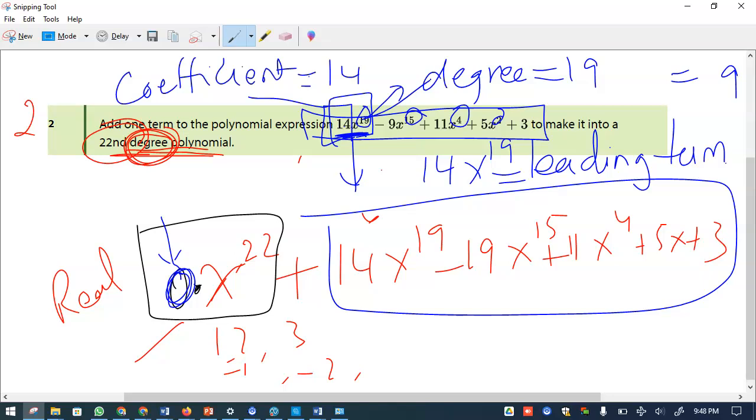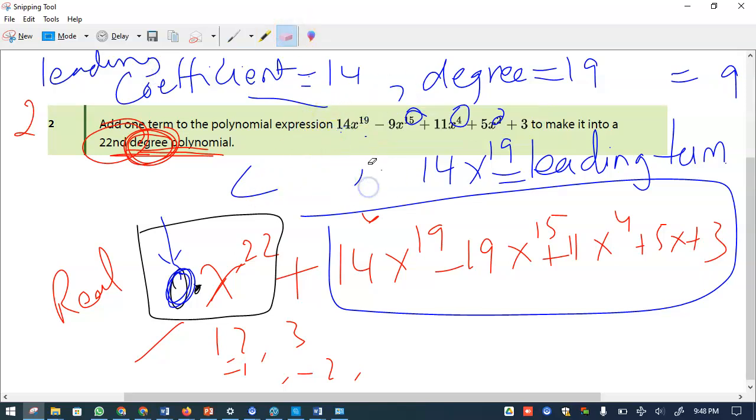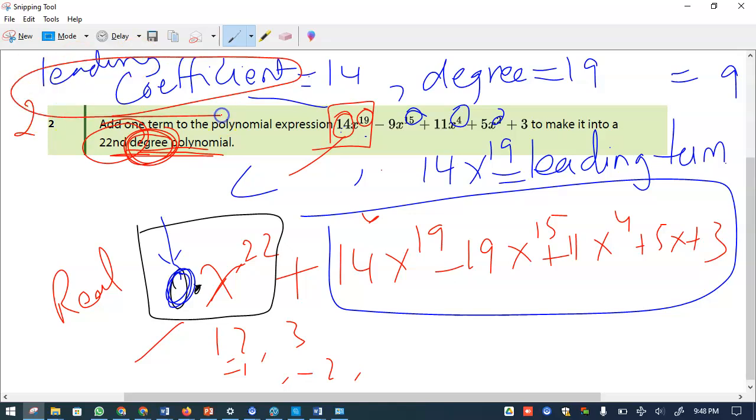So take note of that. The whole thing is called the leading term. 14 is called the leading coefficient, and 19 is the degree. So what are the things you are learning? This is the degree of the polynomial, this whole thing is the leading term, and this 14 is the leading coefficient. I hope that takes care of it.